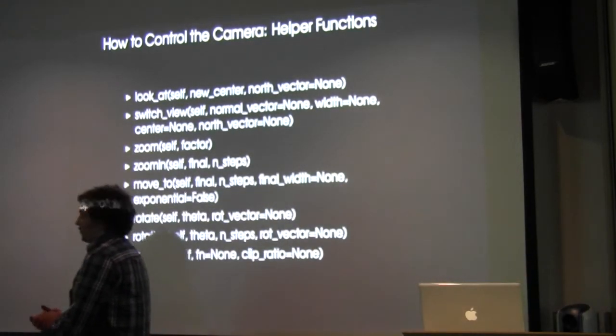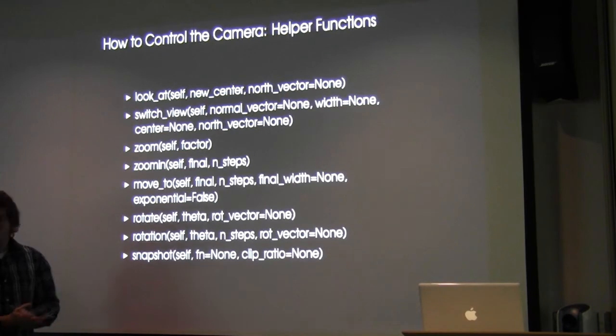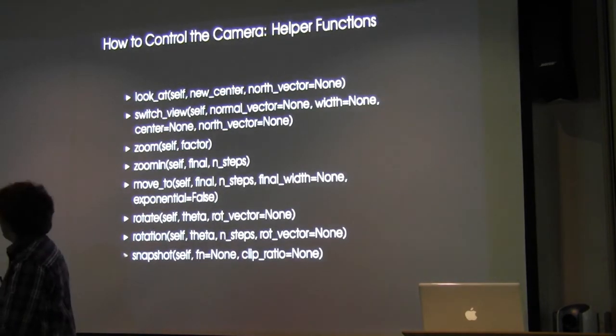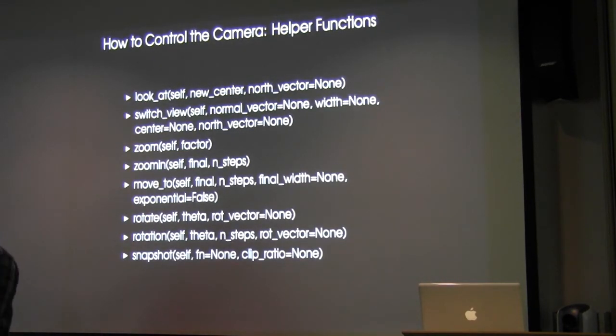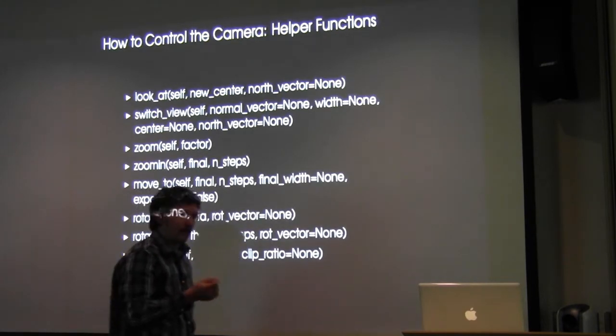So you can use this once you've created a camera to say, look at a new center with some north vector. You can use it to switch the entire view where you change the looking direction, which is the normal vector, the width, the center, and the north vector. Now, I've mentioned the north vector twice. I guess we haven't really covered this.